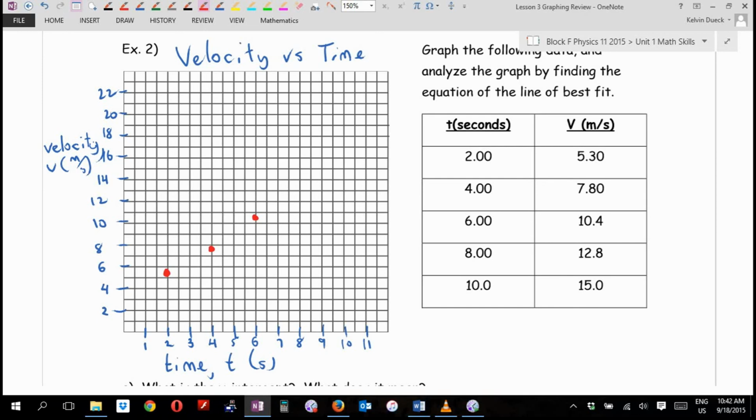8 goes through 12.8, which would be just below 13, about there-ish. 10 goes through 15 exactly. Do you think this graph goes through 0, 0? Just follow it with your eyes. Does it look like it? No, I don't. There's going to be a y-intercept.